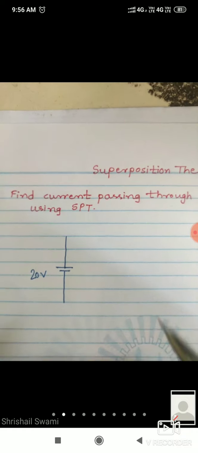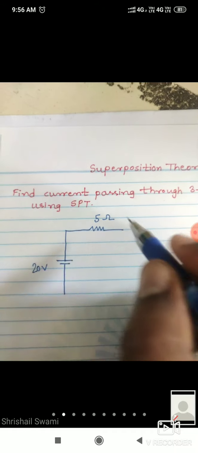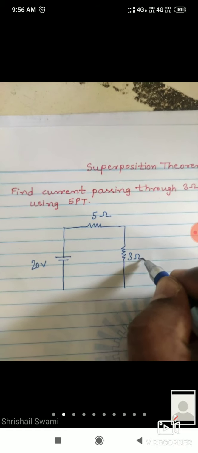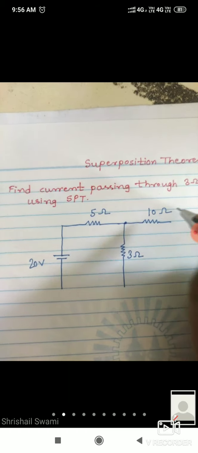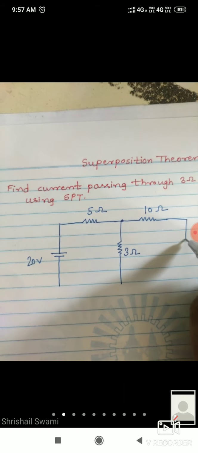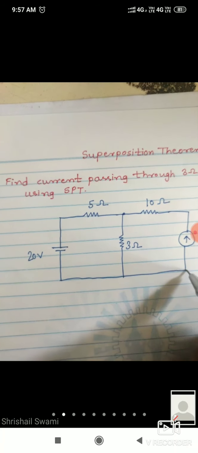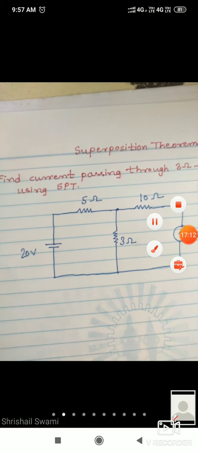So the network obviously they will give. This will be 20 volt. This will be 5 ohm. This will be 3 ohm. This will be 10 ohm. And this will be a 5 ampere. Okay.